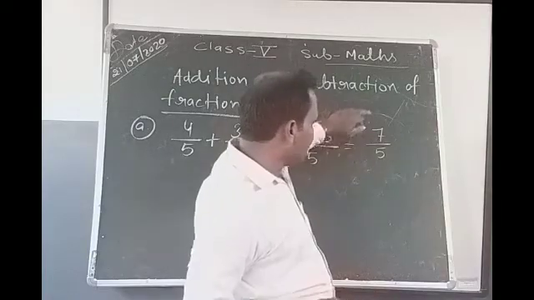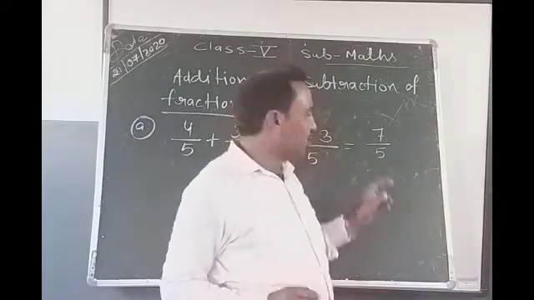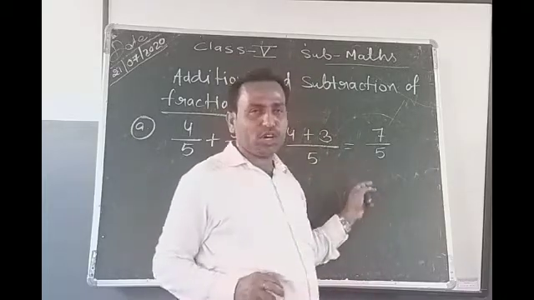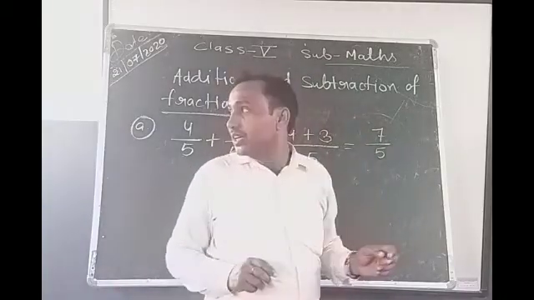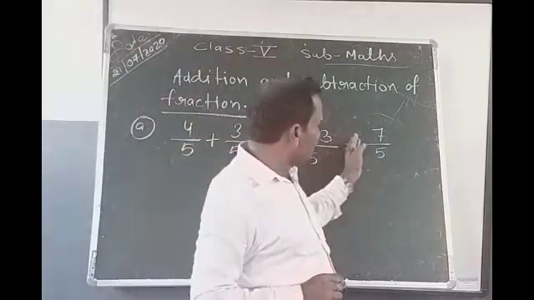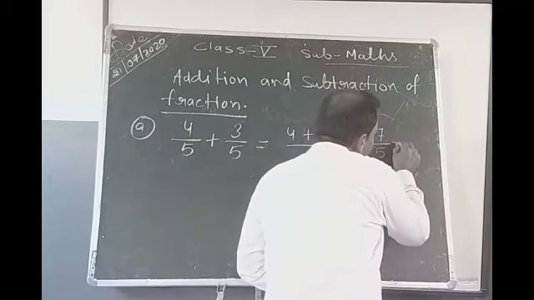But you see here, 7 by 5 is which type of fraction? Improper fraction. When the denominator is smaller than the numerator, then the fraction is called an improper fraction. So you want to convert it to a mixed fraction.